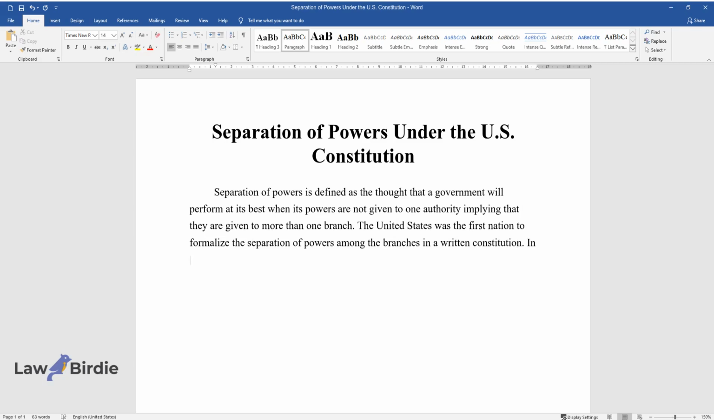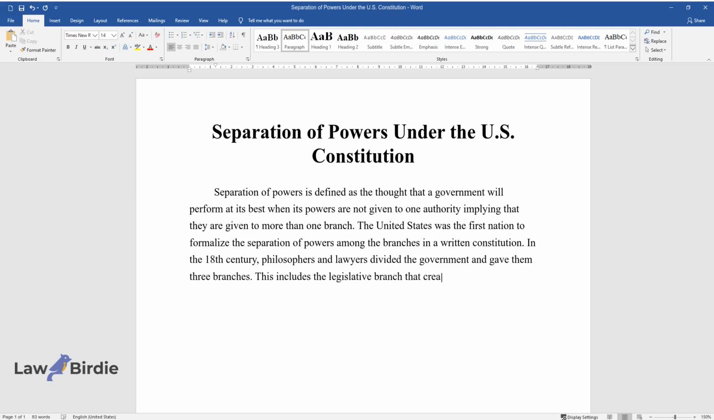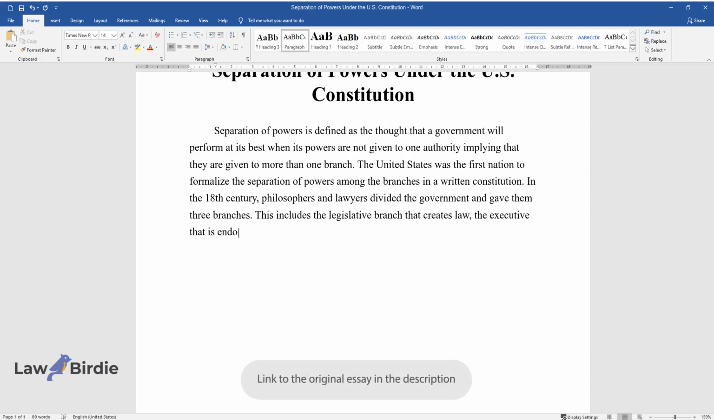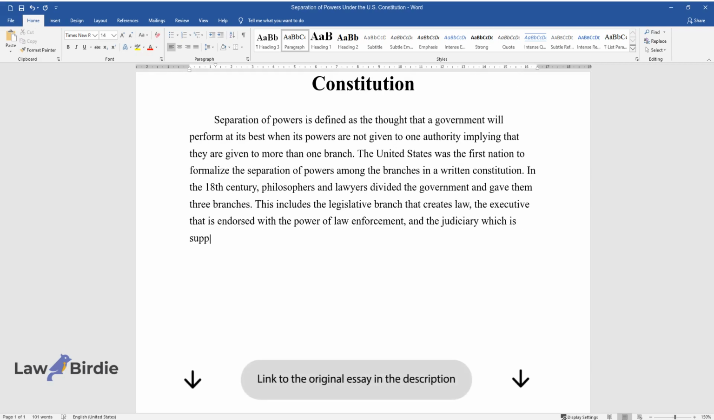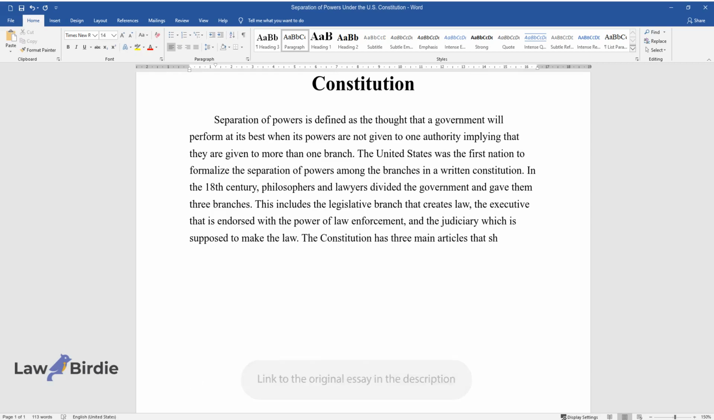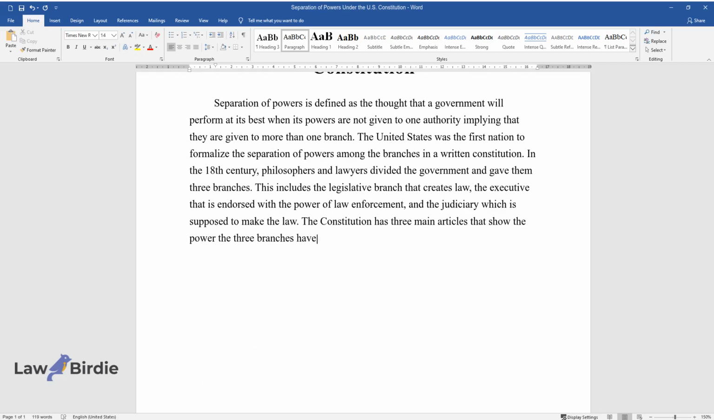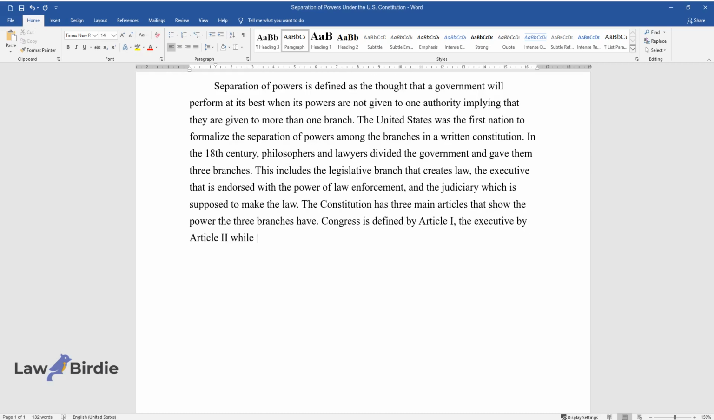In the 18th century, philosophers and lawyers divided the government and gave them three branches. This includes the legislative branch that creates law, the executive that is endorsed with the power of law enforcement, and the judiciary, which is supposed to make the law. The Constitution has three main articles that show the power the three branches have. Congress is defined by Article 1, the executive by Article 2, while the judiciary is defined by Article 3.